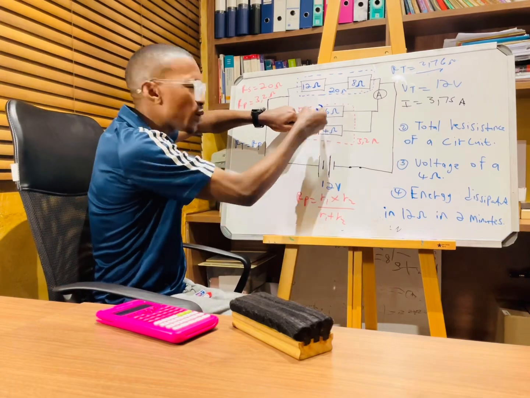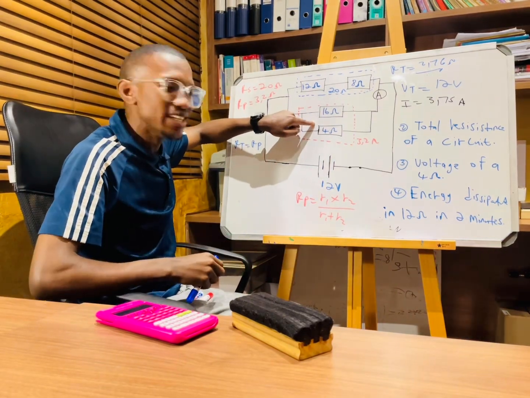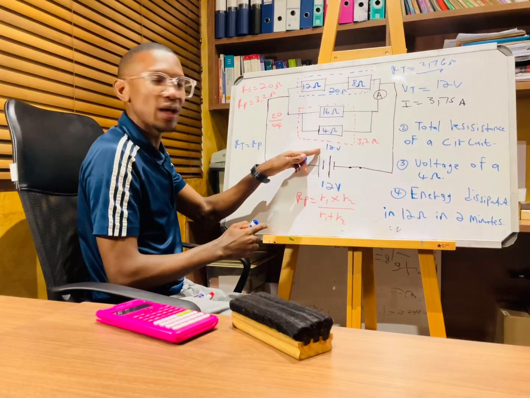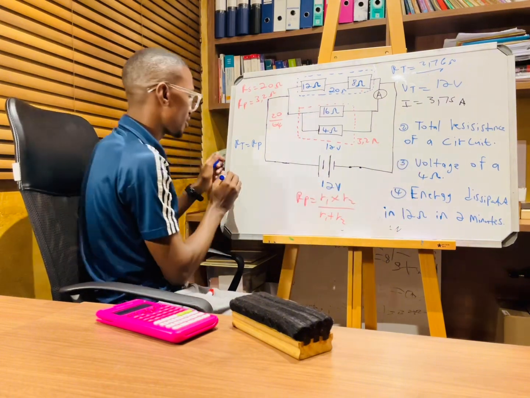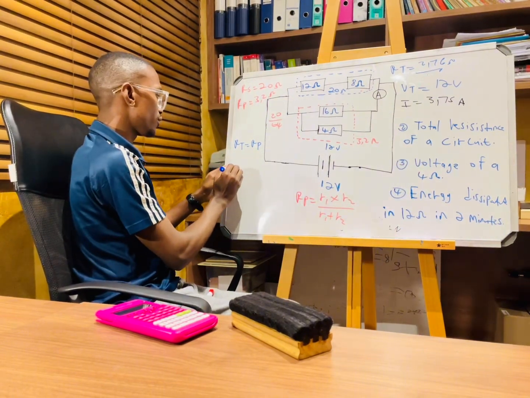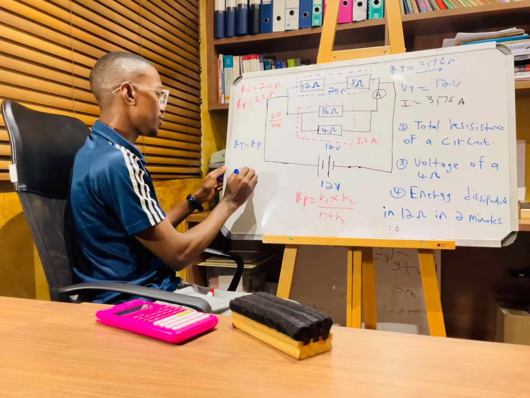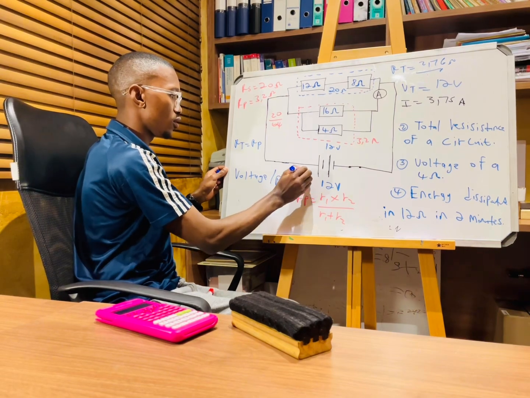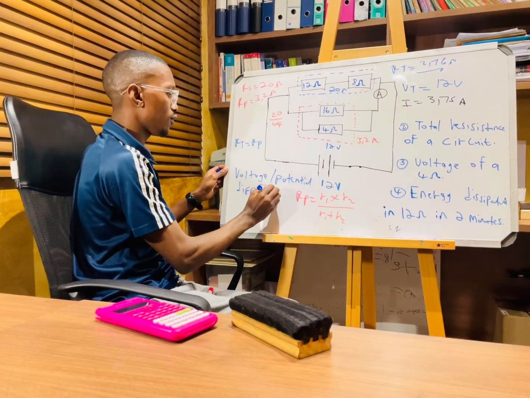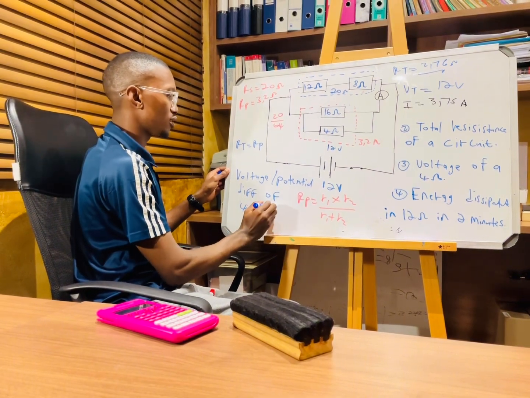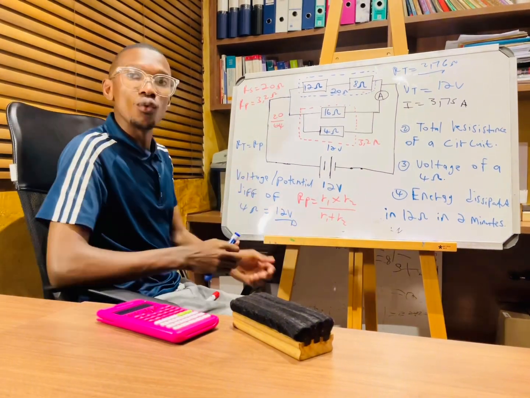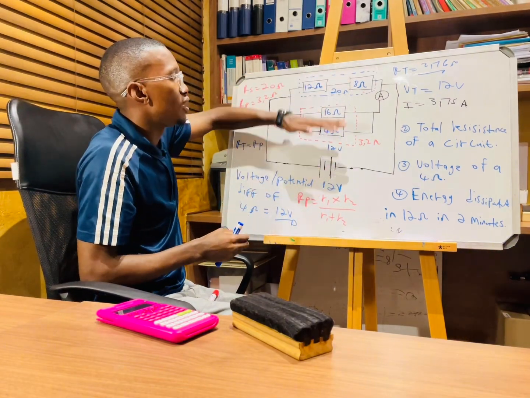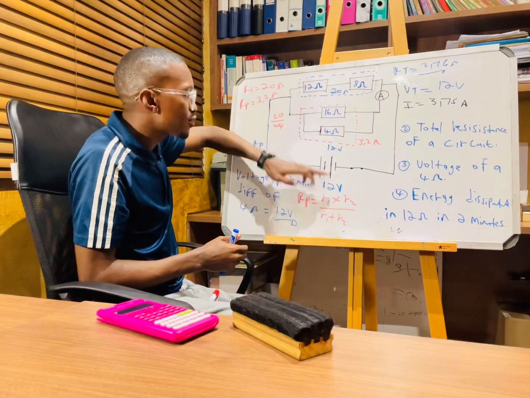Since these two are also connected in parallel, what does it mean? It means that the voltage that is here, 12 volts, is going to also be for 4 ohm and 2 ohm, and 16 ohm. So my answer for this one is that the voltage, or potential difference, of 4 ohms equals 12 volts. Why? Since these are in parallel, the voltage is going to be the same.